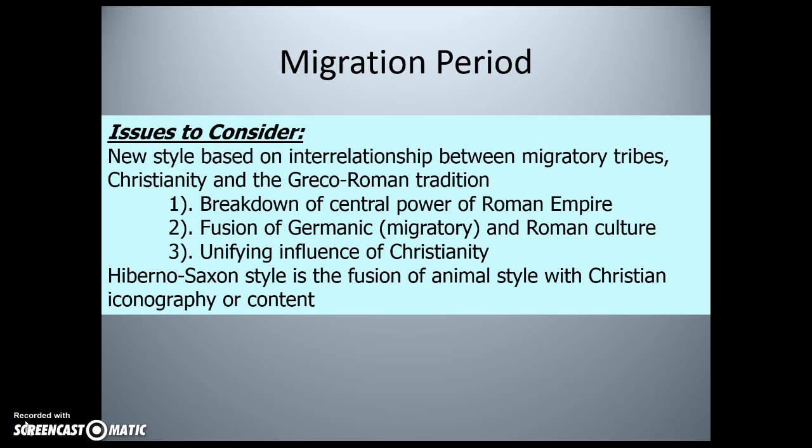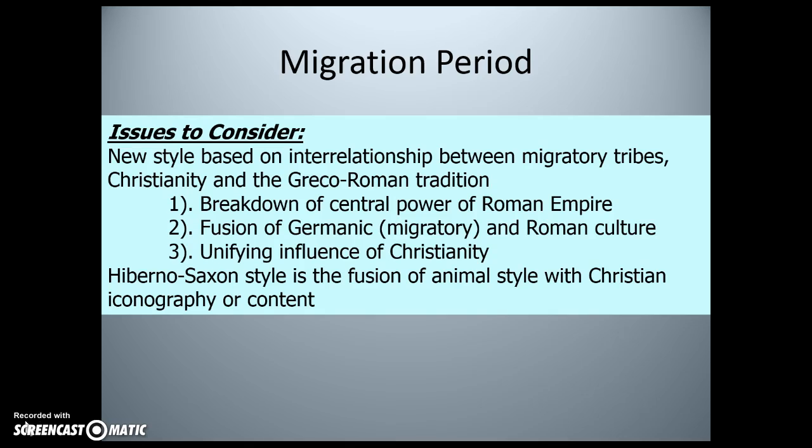So I want you to think about some issues to consider as we're looking at some of these works. A new style based on the interrelationship between migratory tribes, Christianity, and the Greco-Roman tradition. Number one, a breakdown of central power of the Roman Empire. So again, that's referencing the Roman Empire. Remember, we were talking about the late Roman Empire, when Constantine was the first Christian emperor, and then this sort of division of the empire in half.